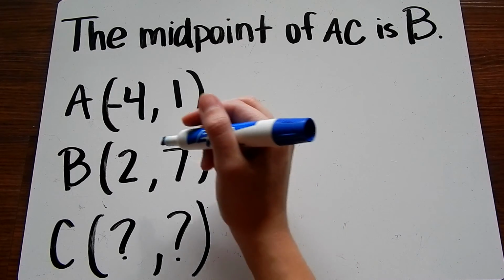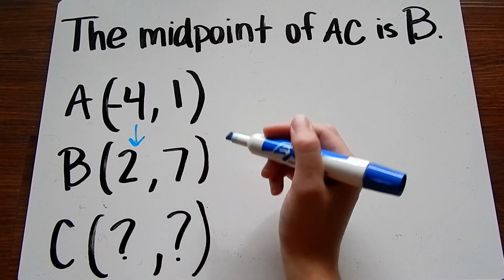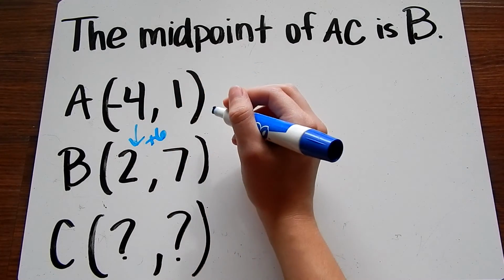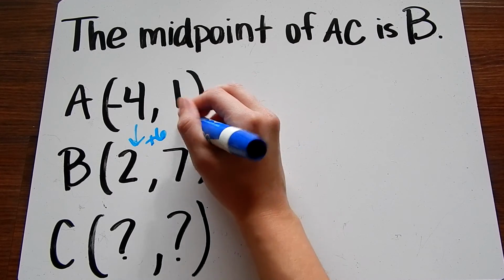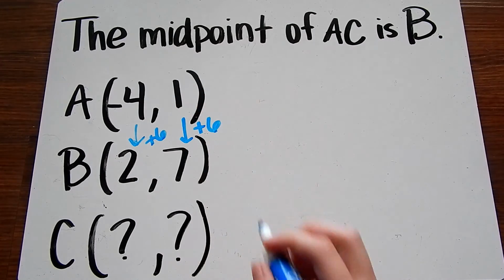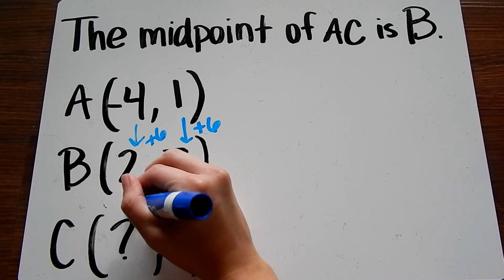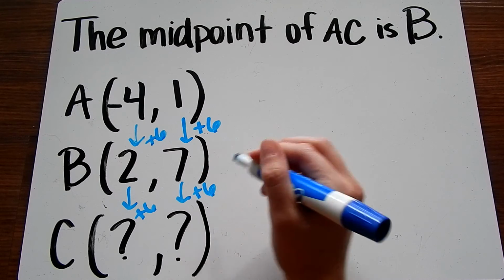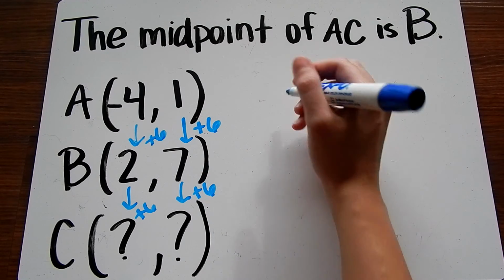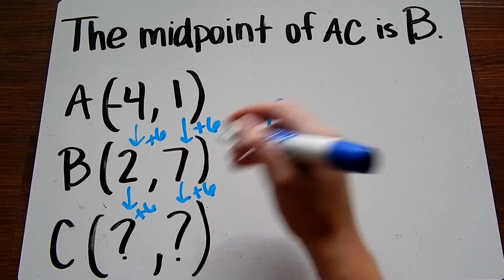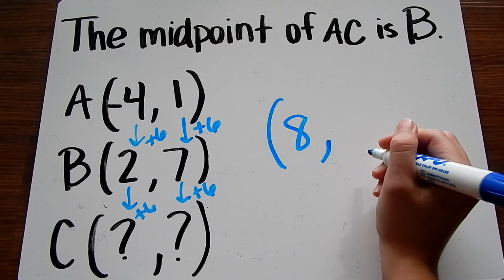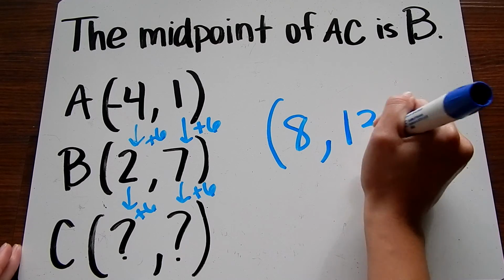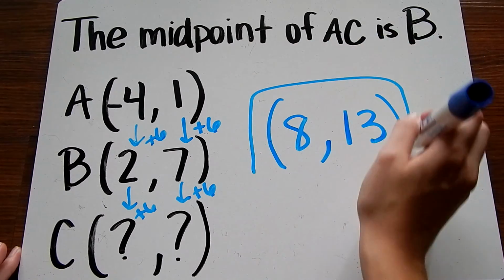So if we look at our X coordinate, our X values, to get from -4 to 2, I add 6. To get from 1 to 7, I also add 6. So to get from B to C, I'm going to do the exact same thing. I'm going to add 6 to my X, add 6 to my Y to get C. So C is going to be 2 plus 6, which is 8. And then our Y coordinate is 7 plus 6, which is 13. And so that's my answer.